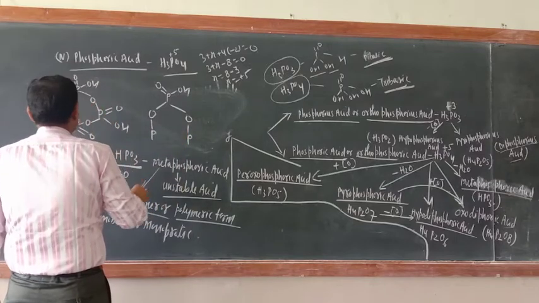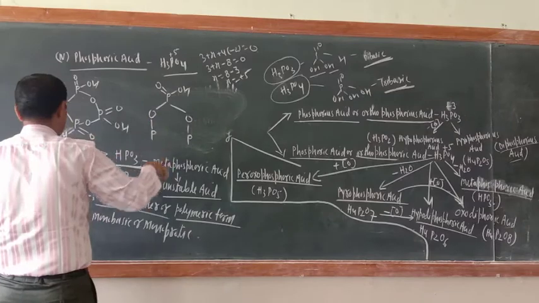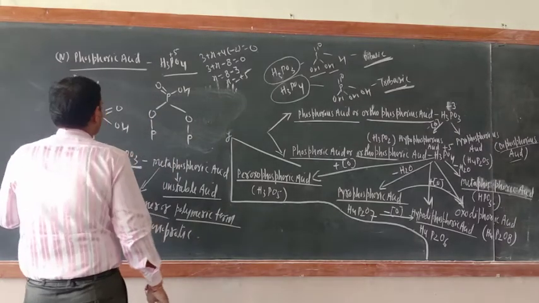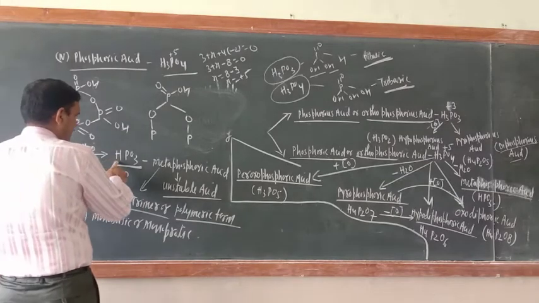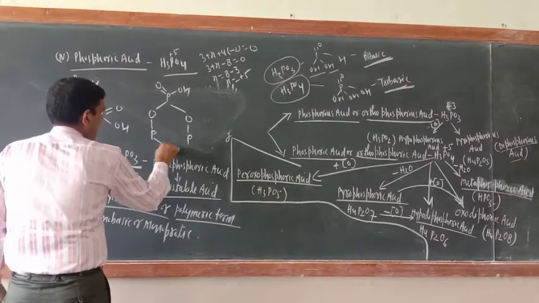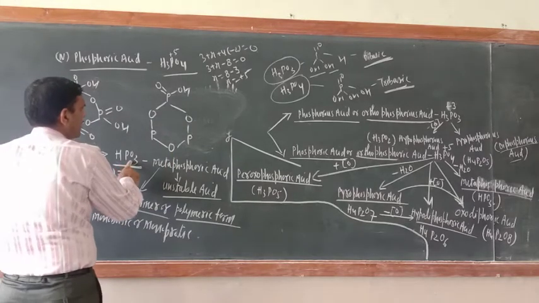Yes. Now, how many P is there? Trimer means 3 molecules of this one. So H3P3, and this one O. Just see, so 3 3s are there.